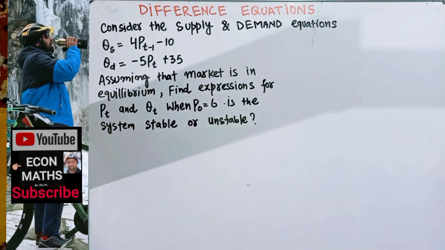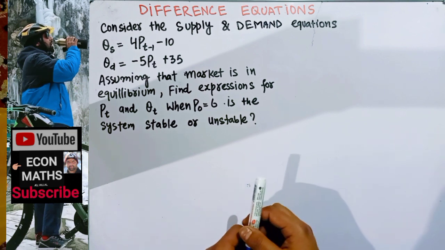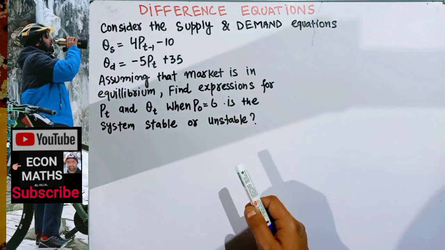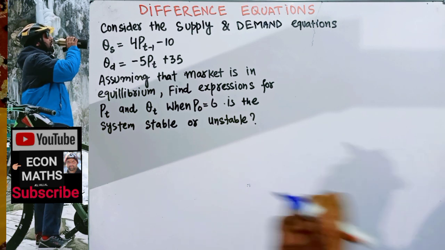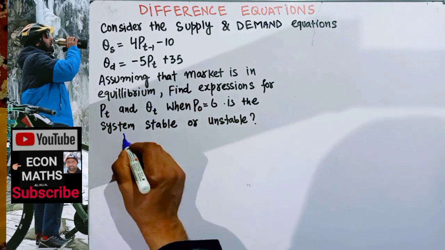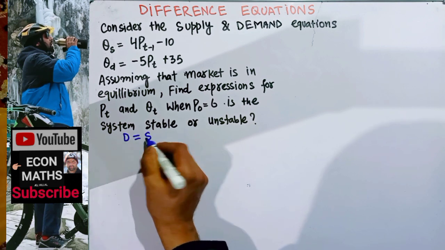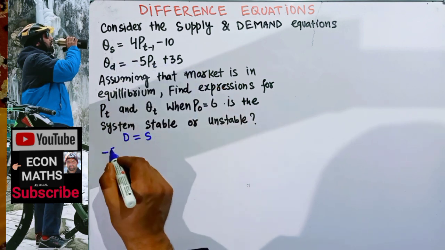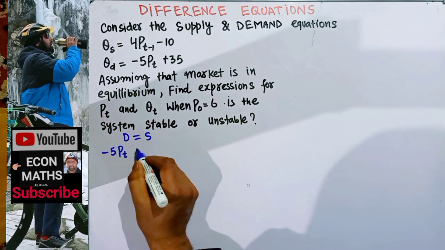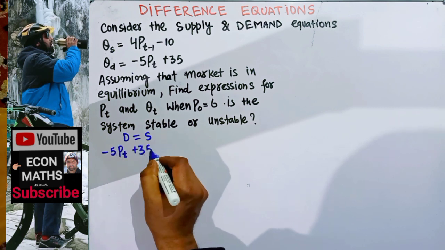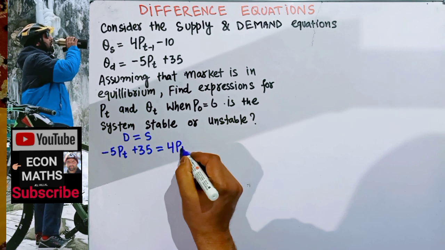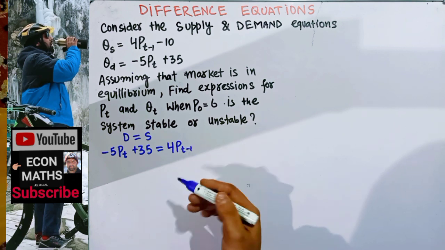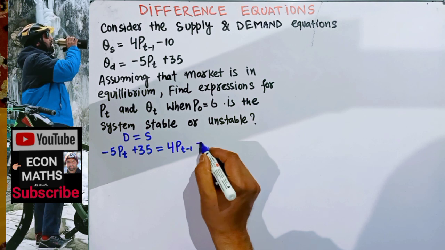Okay, so we have the quantity supplied and quantity demanded equations given, and we want to find out the stability of the equilibrium, whether our equilibrium is stable or not. First things first, we know that at equilibrium demand should be equal to supply. Quantity demanded is minus 5 pt plus 35. It should be equal to quantity supplied, that is 4 pt minus 1, which means we have a time lag of 1 period here, minus 10.